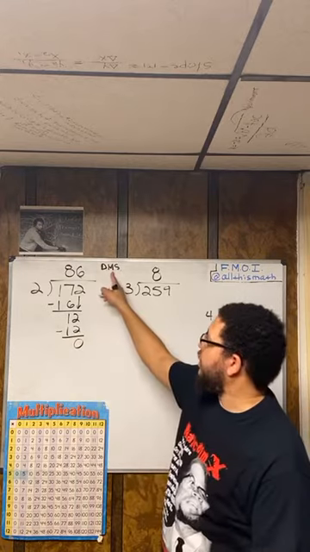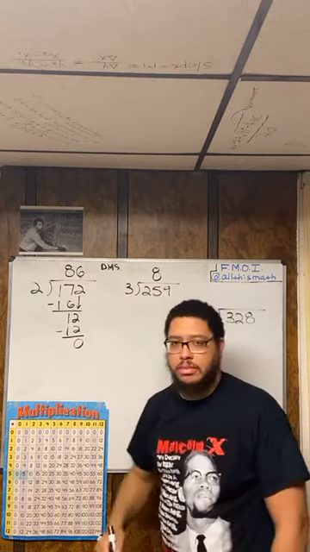Now it's time for our multiplication step. So now we do 3 times 8. And what is 3 times 8?